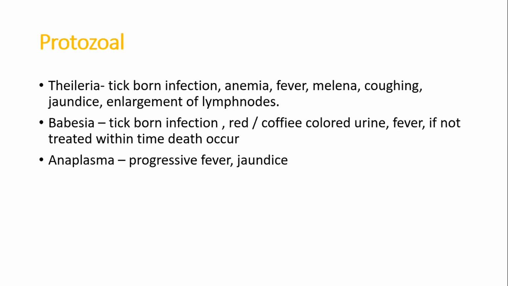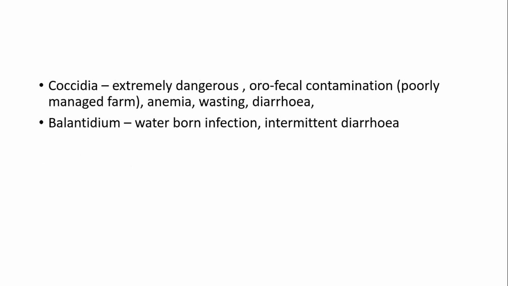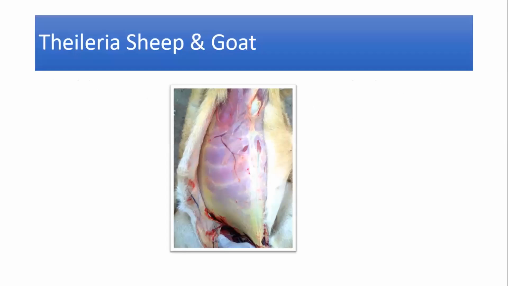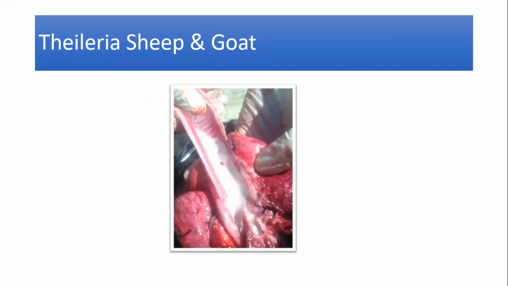Babesia, tick-borne infection, red coffee color urine, then fever is there, and if not treated in proper time, deaths are there. So Anaplasma, progressive fever, and jaundice is there. And the coccidia, again the Balantidium and coccidia, these two things may lead to the infection in the intestines and the rumen. Then Theileria in sheep and goat, generally they have jaundice or the icteric mucous membranes, icteric subcutaneous tissue. You can see the lung edema because of the anemia.